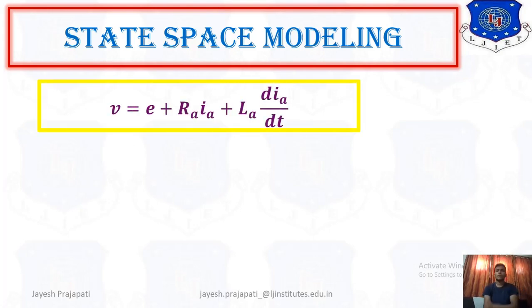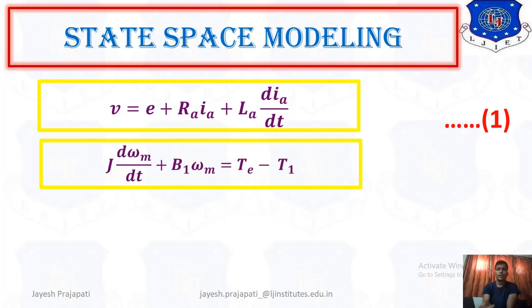First we take our basic voltage equation for the DC motor from the equivalent circuit: V is equal to E plus IaRa plus La dia by dt. We can say that that is equation number 1. That is a new topic, so we start from this first equation. Then the main electromechanical modeling equation: J d omega m divided by dt plus B1 omega m is equal to Te minus T1. That is equation number 2.